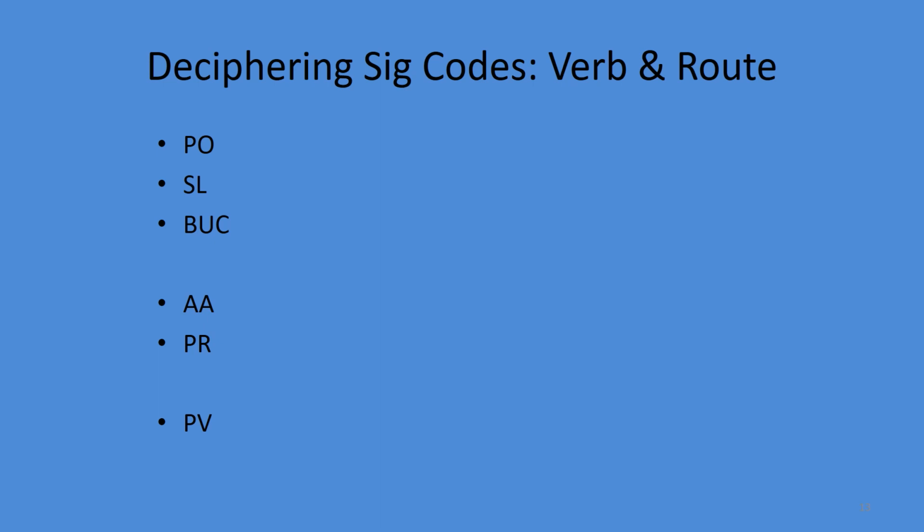So let's go over some routes and their associated verbs. So mouth, we already went through. PO, by mouth, is take. SL stands for sublingually, but we want to translate it as simply as possible for the patient. So we'll make it under the tongue. And the verb in this case is place. So you don't want to use take under the tongue because the patient would swallow the medication, and that would be an incorrect route.